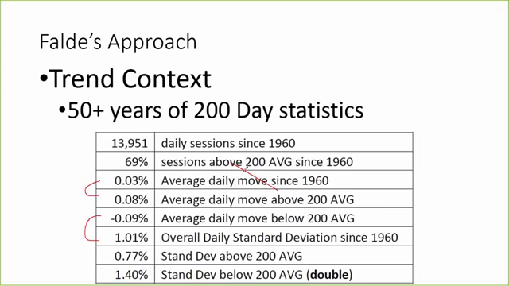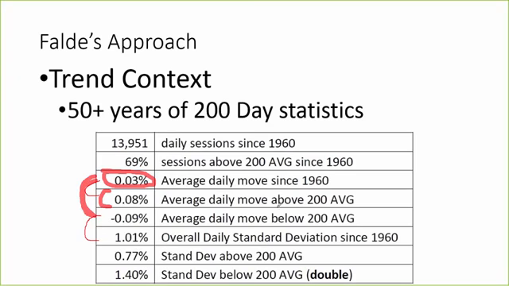So these two are connected together. The average daily move since 1960 is 0.03%. So if you just take the percent change of every single day since 1960, it comes out at slightly above break even over time. So these three are looped together here.